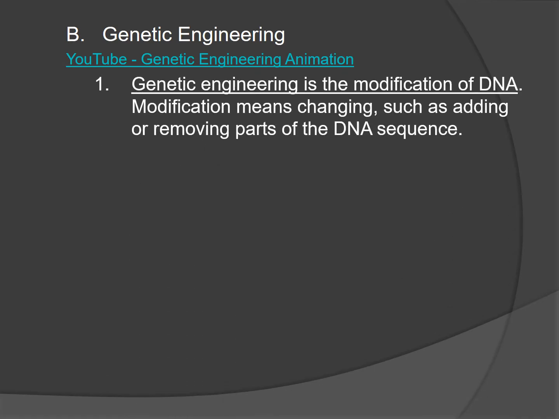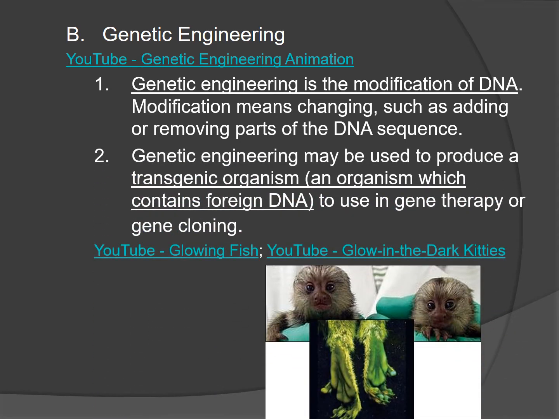Genetic engineering is modifying DNA, which means to change it, and we do this by adding or removing parts of the DNA sequence. It can be used to create what are called transgenic organisms, and these are organisms that have foreign DNA. In this image, we have two transgenic organisms. We have a glowing fish and glow-in-the-dark kitties.